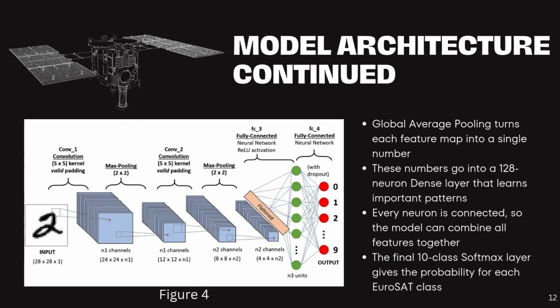So here the fully connected layer is explained. There's convolution, and max pooling is also an example. It shows the input and output, and this is the neural network that the model works on. There's a global average pooling, which turns each feature map into a single number, and these numbers go into a 128 neuron dense layer, and every neuron is connected so the model can combine all features together. The final 10 class softmax layer, since the EuroSAT classes are 0 to 9, as you can see, but we have 128 for our example for the CNN.